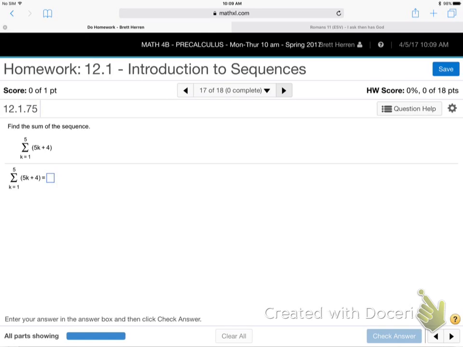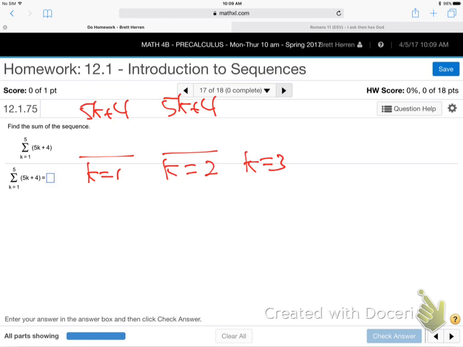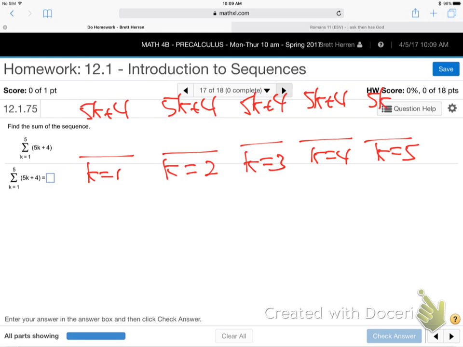Okay, let's try. All right, so try that one. Go from 1 to 5. See how it's going from 1 to 5? So take the formula 5K plus 4. You're going to plug in K is 1 to the 5K plus 4 formula. You're going to plug in K is 2 to the 5K plus 4 formula. You're going to plug in K is 3, K is 4, and K is 5 to the 5K plus 4.